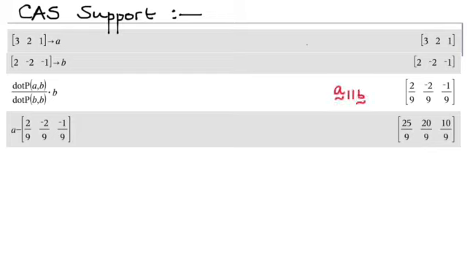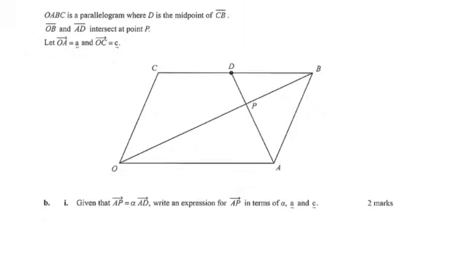That's what I would do just to play it safe with that question. Yeah, that's A parallel to B, that's A perpendicular to B. Alright, next bit. We've got OABC here, which is a parallelogram where D is the midpoint of CB.